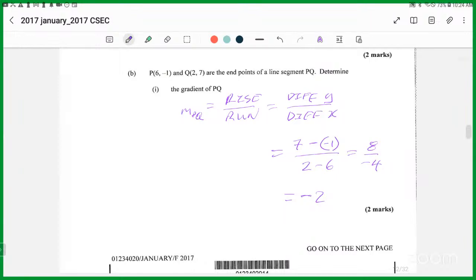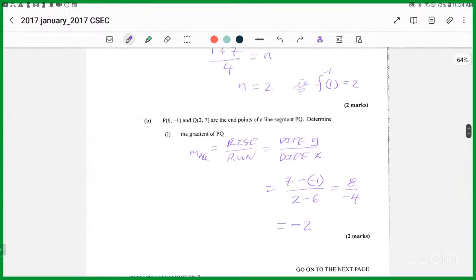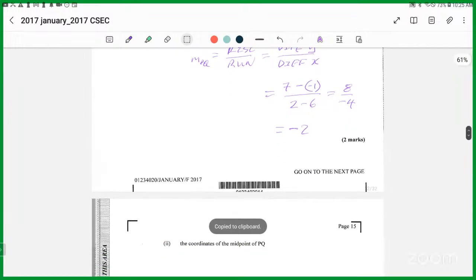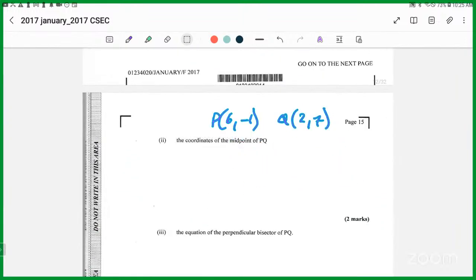All right, moving along. Next part says the coordinates of the midpoint of PQ. Let's write them down. Remember, the midpoint is like an average point. So P is 6, negative 1, and Q is 2, 7. So the midpoint of PQ, let's call it M.